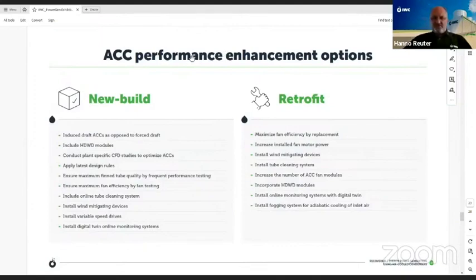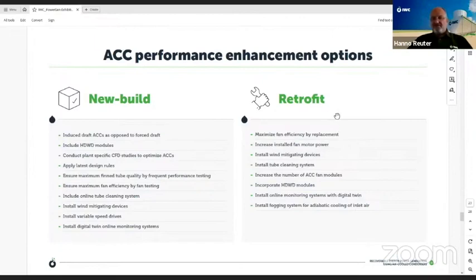How can we improve power plant performance using an air-cooled condenser? So for new builds, definitely look at the induced draft option. Include the hybrid deflegmator modules. Conduct plant-specific studies to improve the performance in general. Apply the latest design rules which we've developed via R&D. Ensure maximum fin tube quality by frequent testing at Stellenbosch University. Ensure maximum fan efficiency by fan testing and by designing fans optimally. Include online cleaning systems, which is a significant component to include. Install wind mitigating devices, install variable speed drives, and install digital twin online monitoring systems. These all will allow you to generate more power out of a system than before.